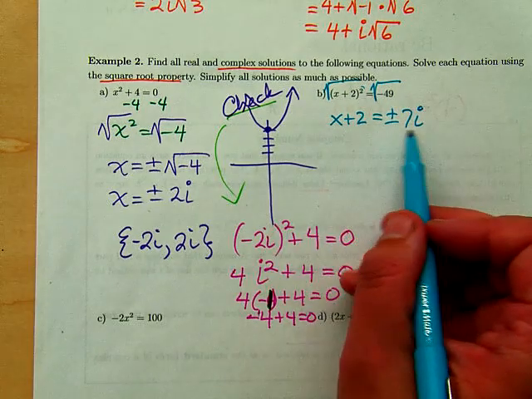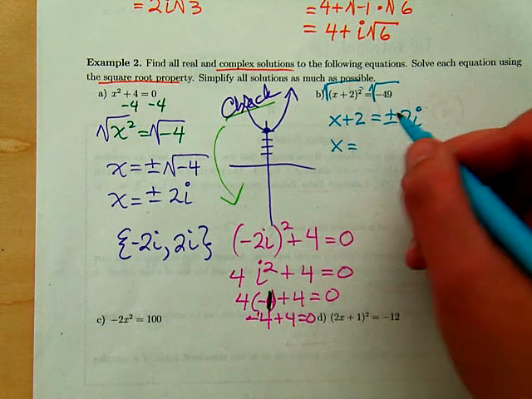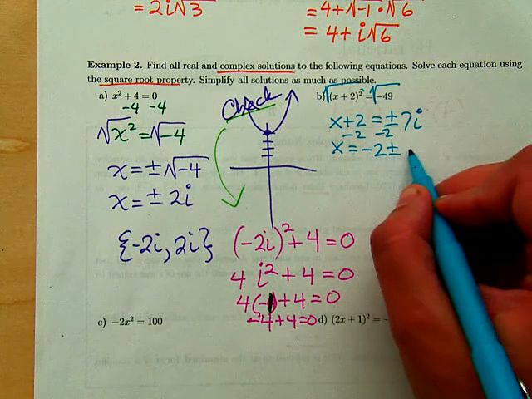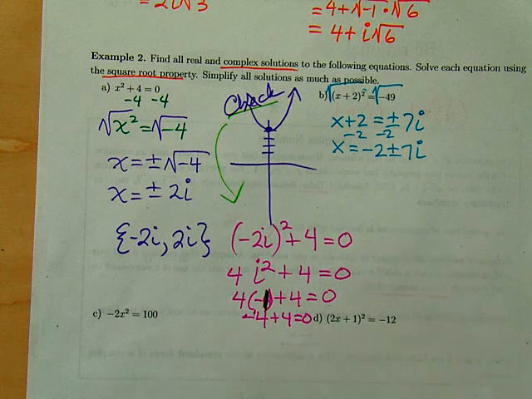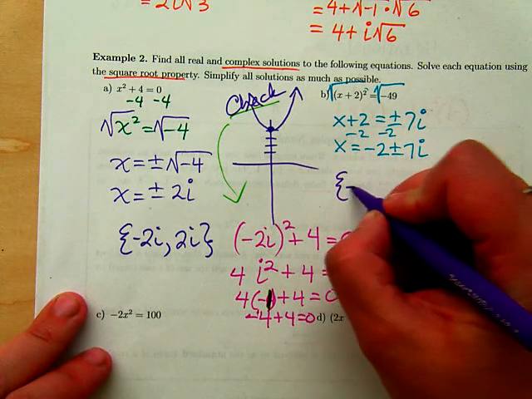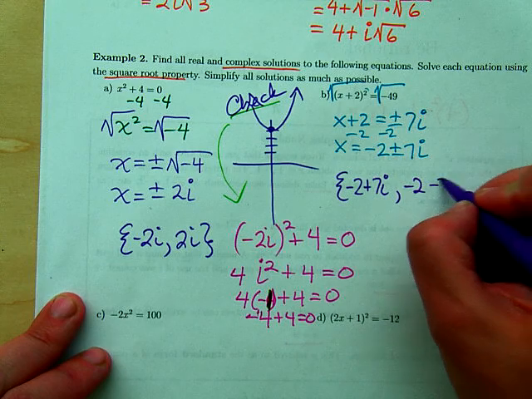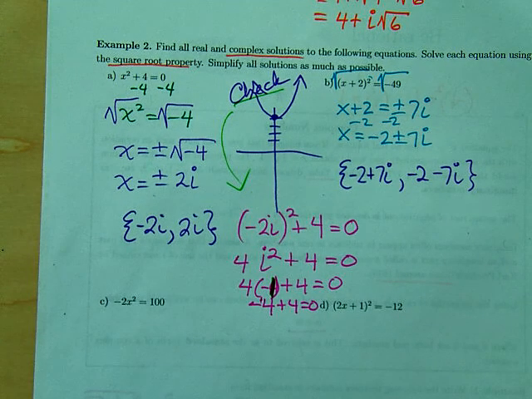What are we going to do to get x by itself? X equals, yes, subtract 2 from both sides, negative 2 plus or minus 7i, which you actually always have two answers here when you're doing this plus or minus. So the solution here would be negative 2 plus 7i and negative 2 minus 7i. Okay.